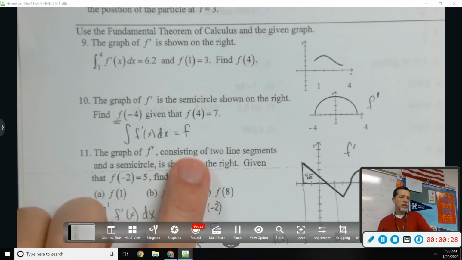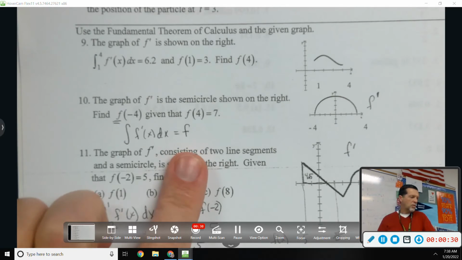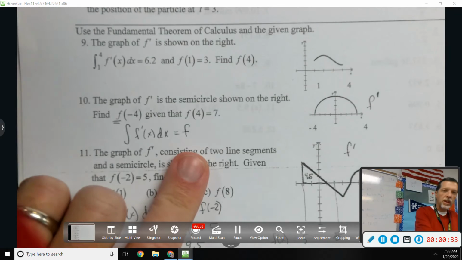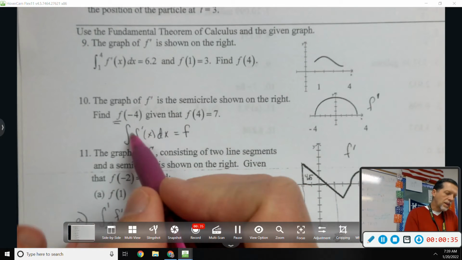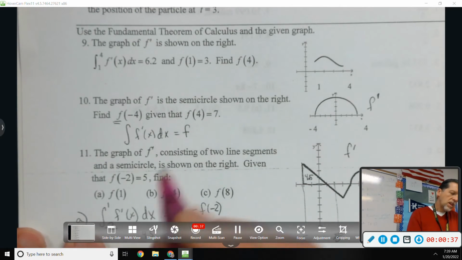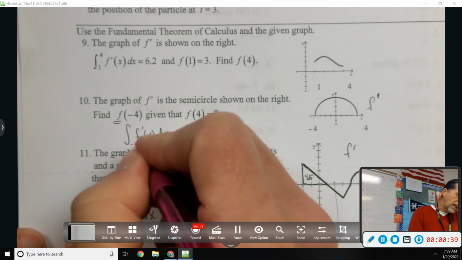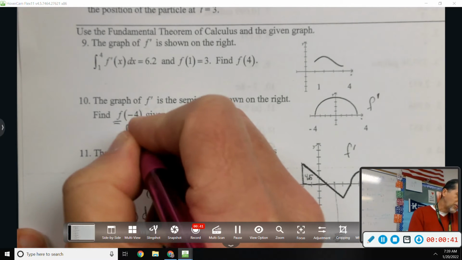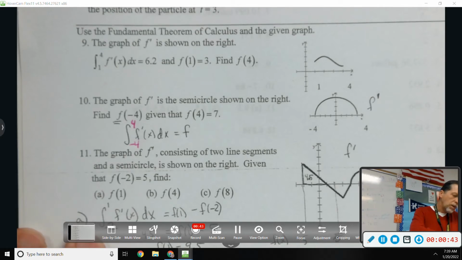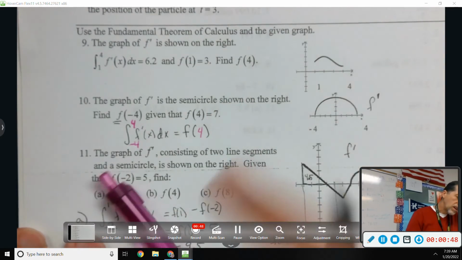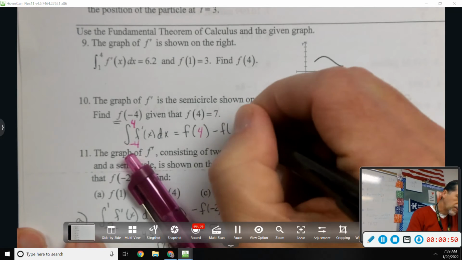Now, this isn't complete yet because I've got specific values that I'm thinking about. So what should my limits of f prime be? I would say the opposite of what you said, but negative 4 to 4, which means it will be f of 4 minus f of negative 4.